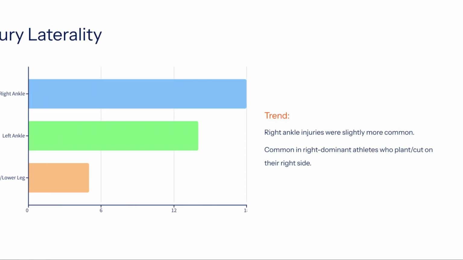After the type of injury, I was able to look at whether the injuries happened on the right or the left side. So from my findings, I saw that right ankle injuries were slightly more common in right dominant athletes who plant and cut to their right, because that's what they're most comfortable with. But there were a lot of left ankle injuries, and then bilaterally low leg injuries as well, as what I saw with also an ankle injury.